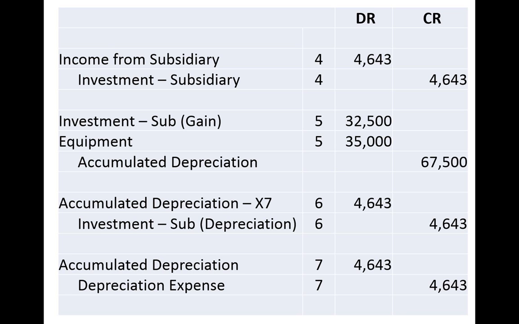So what's going to happen in future years, so next year in X9, the third year, what we're going to have is we'll have EJE number 6. EJE number 7 will change to accumulated depreciation, investment sub, and we'll identify it as X8. And then we'll have an additional entry, which would be number 8, which would be accumulated depreciation, depreciation expense for X9. And we will have this for 7 more years. So we'd have X7, X8, X9, 10, 11, and so forth for the next 7 years.